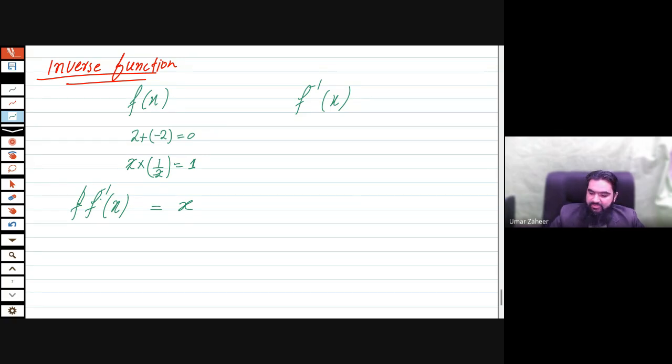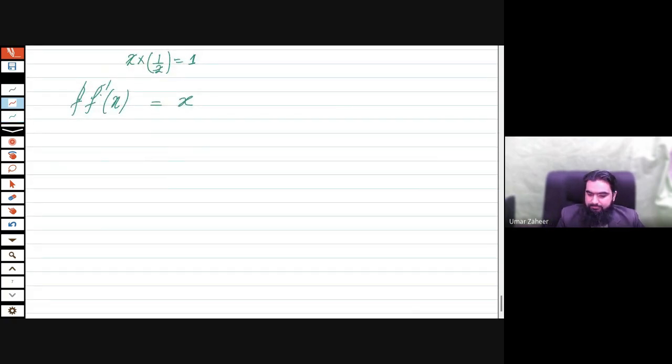Now the question was how to find the inverse function. So let's see how to do an example. You have f of x is equal to 2x plus 1. We have to find f inverse of x. Now, step 1.